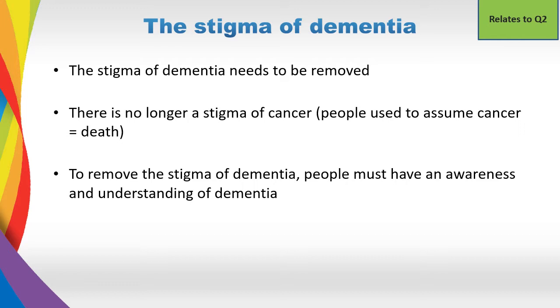So the stigma of dementia does need to be removed. Previously, there was a stigma around cancer because people used to assume that cancer meant death. Nowadays, with the advance of science, people don't often associate cancer with immediate death like they used to. So to remove the stigma of dementia, people need to develop their own awareness and understanding of dementia.